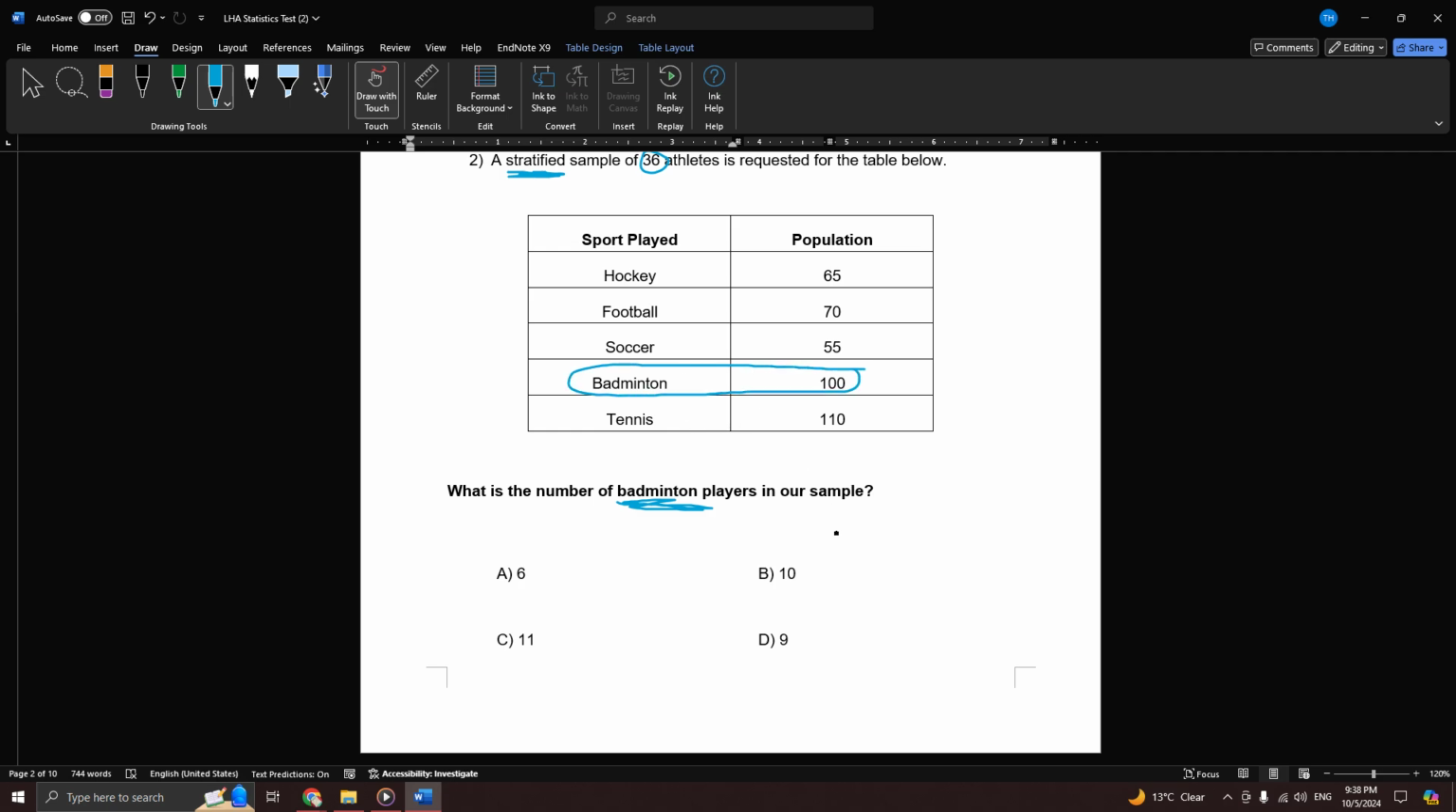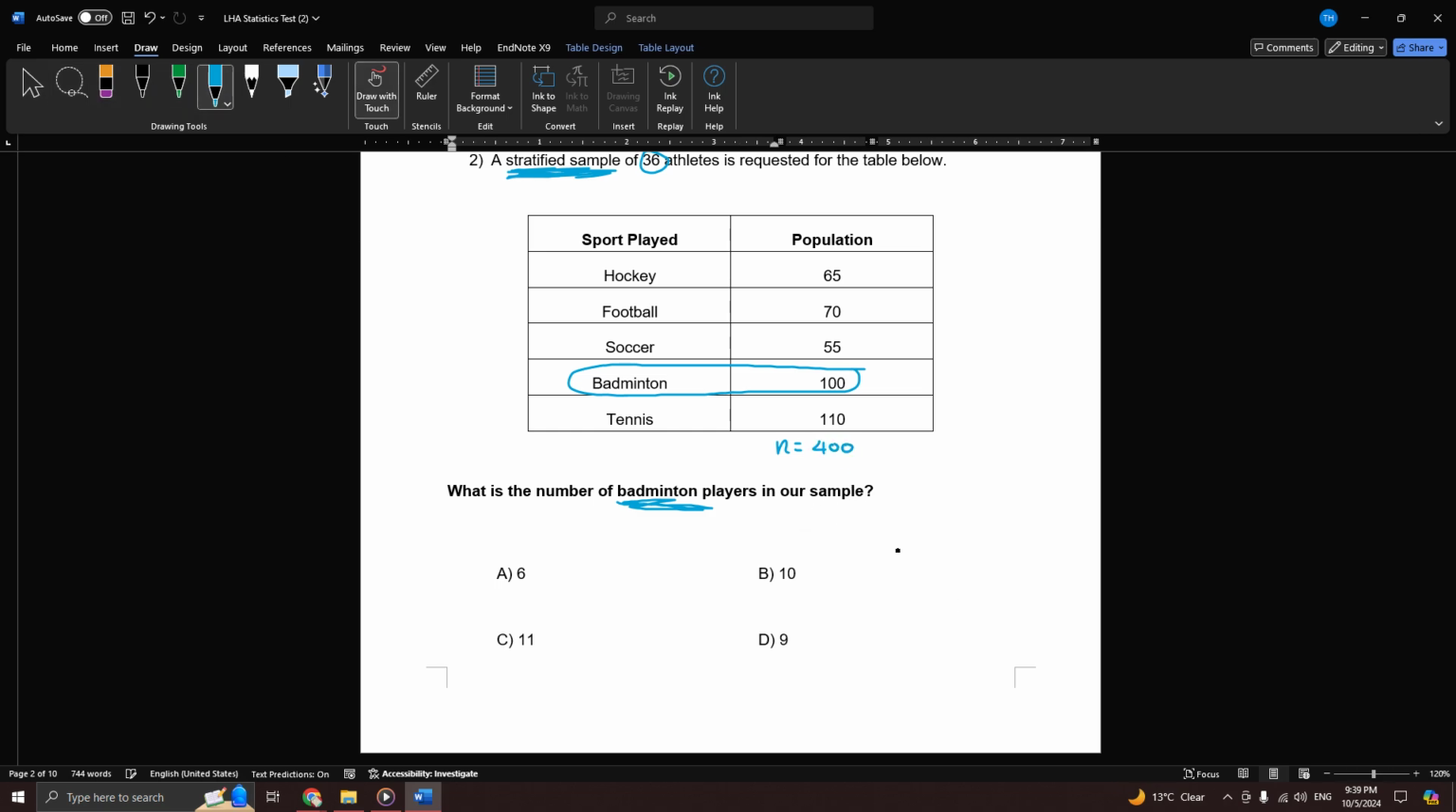So let's find what n is, because I always like to start with that. I always recommend you start with that when you see the word stratified sample. So we add 65 to 70 to 55 to 100 to 110. Okay, try it on your calculator if you have it out. That's going to give you 400. Okay, 400 athletes.